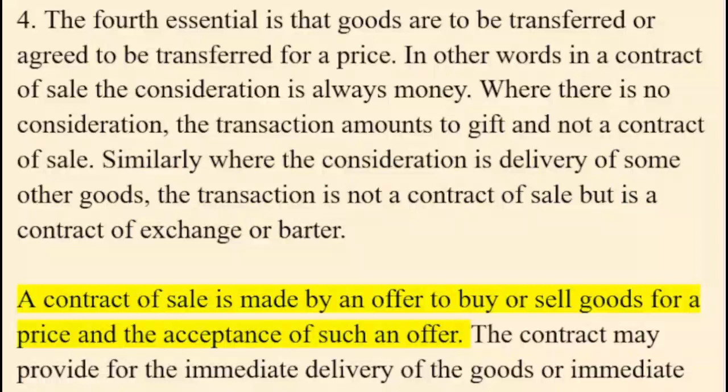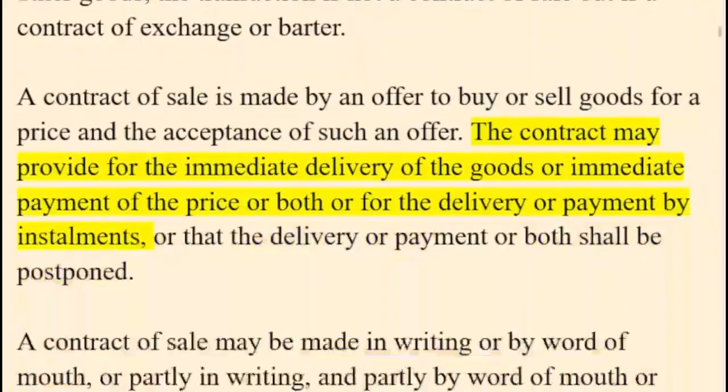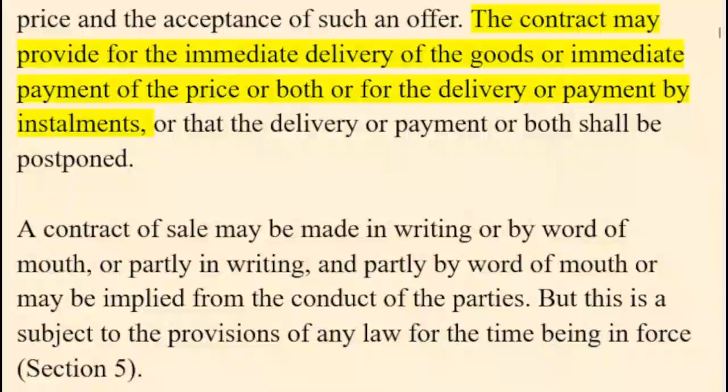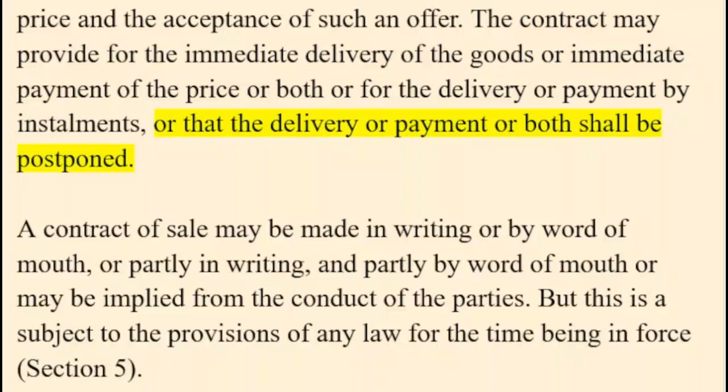A contract of sale is made by an offer to buy or sell goods for a price and the acceptance of such an offer. The contract may provide for the immediate delivery of the goods, or immediate payment of the price, or both, or for the delivery or payment by installments, or that the delivery or payment or both shall be postponed.